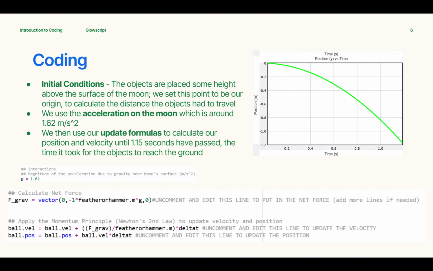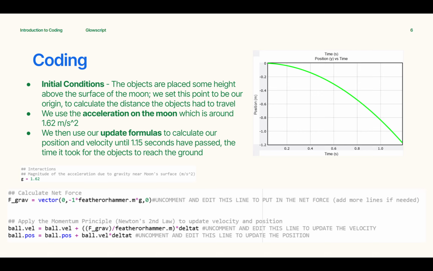In our code down below, you can see we set g equal to 1.62. We set f-grav to only affect the y direction, which is -1 times the mass times the gravity. And down below are our velocity and position update formulas.